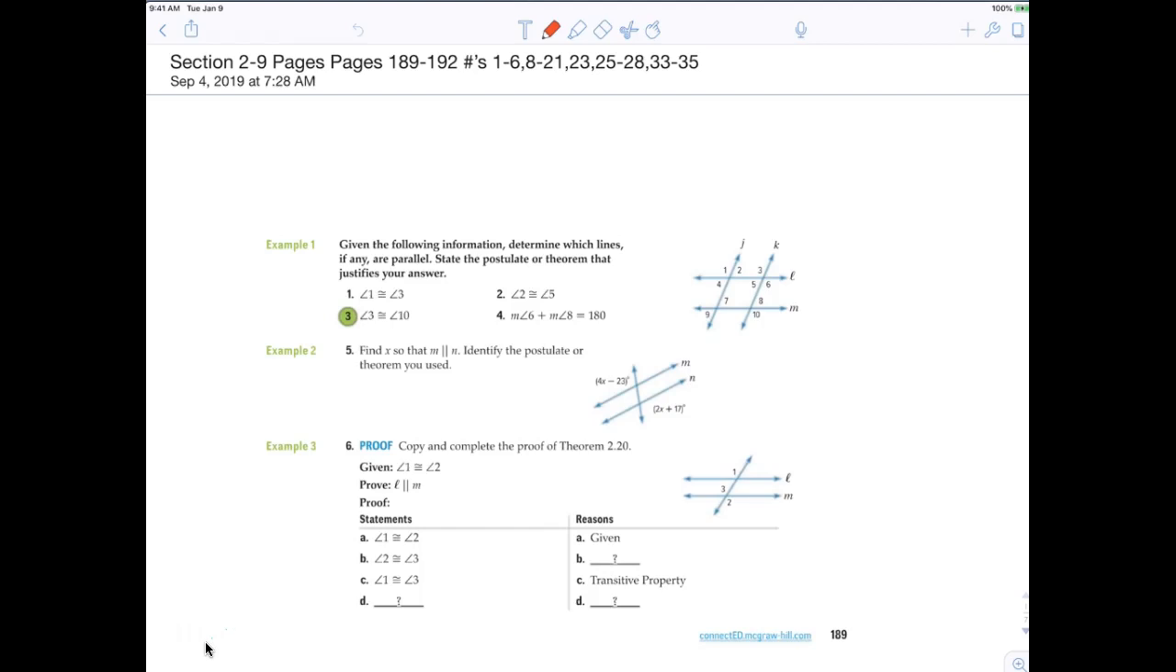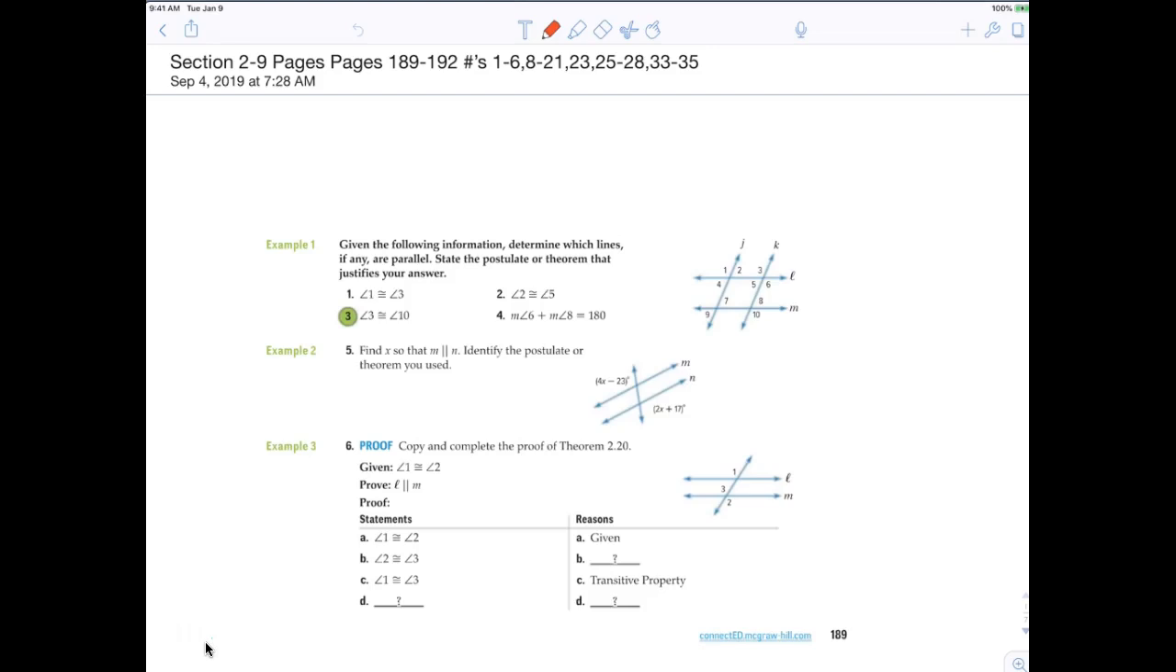Alternate interior angles were congruent. What else? Oh, alternate exterior. Alternate exterior angles were congruent. And then there was one more. Very good. Consecutive interior angles were supplementary.